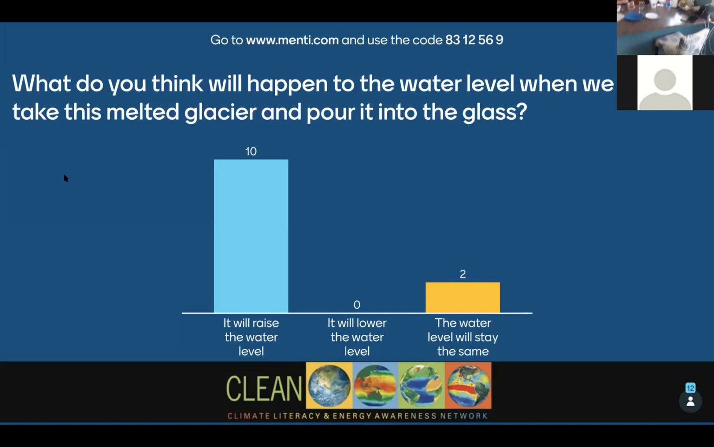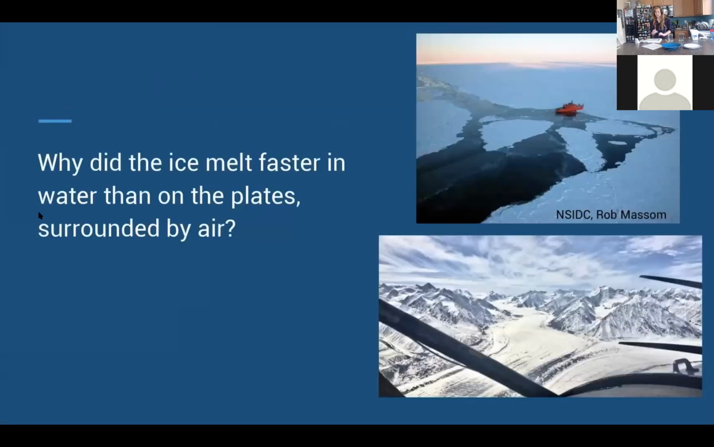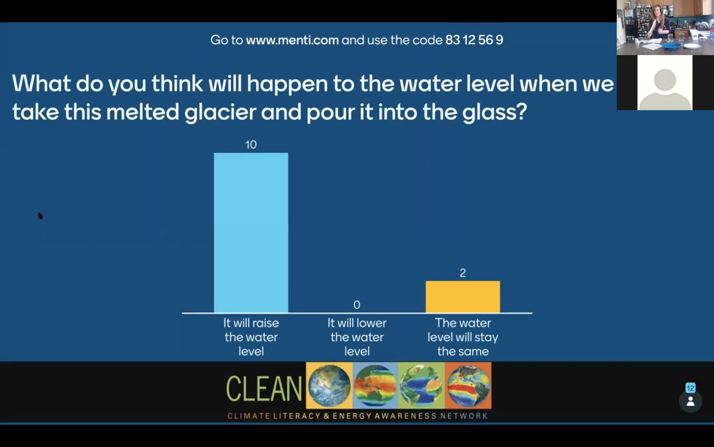So now to measure this, it says 11.5 centimeters. So that tells us that the water level has increased, just as most of you have said on the polling question, that there has been an increase of 0.4 centimeters in this case, and that the sea level has in fact risen when we put our melted glaciers into the ocean.